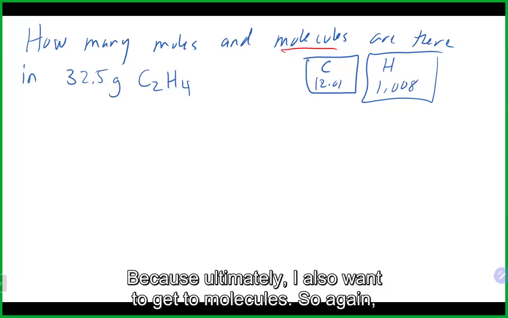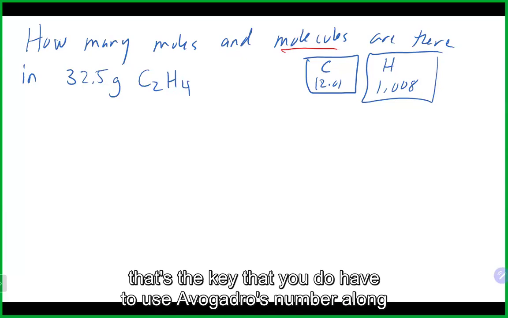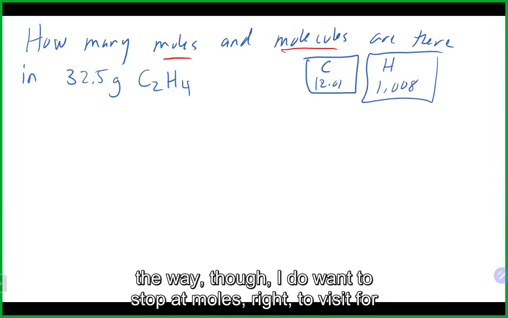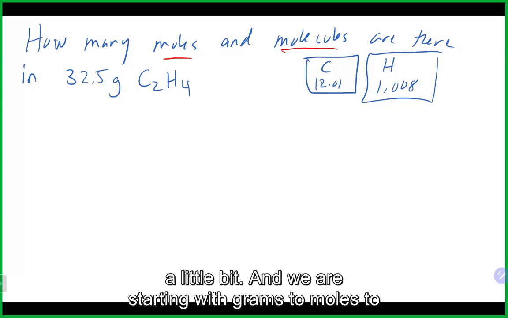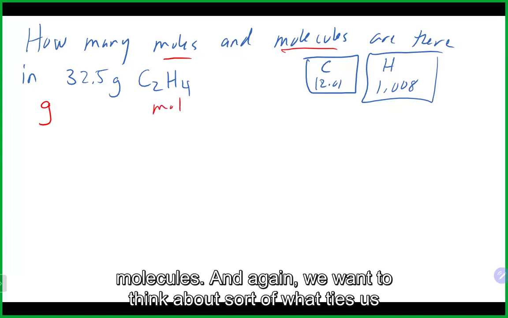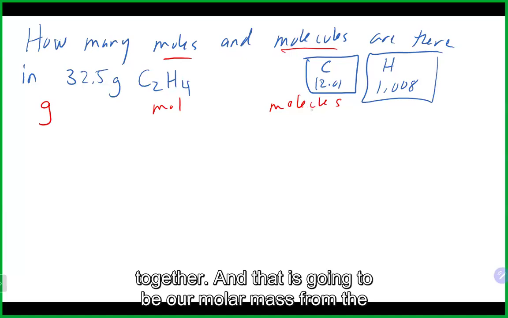Because ultimately I also want to get to molecules. So again, that's the key, that you do have to use Avogadro's number. Along the way, though, I do want to stop at moles to visit for a little bit. And we are starting with grams to moles to molecules. And again, we want to think about what ties those together.